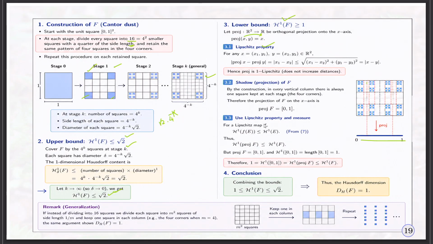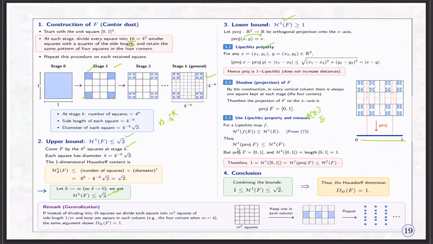Using the Lipschitz property and the measure of the Lipschitz map of F, that means H^1 of f(E) is less than or equal to H^1 of E. That means if f is a Lipschitz mapping, the Hausdorff measure of f(E) is less than or equal to the Hausdorff measure of E, H^1 of f(E) less than or equal to H^1 of E. It is true for all such sets.